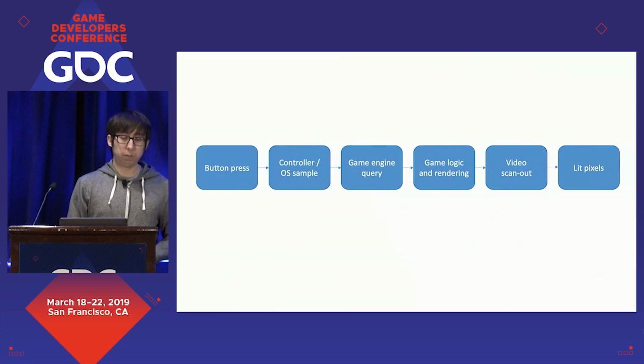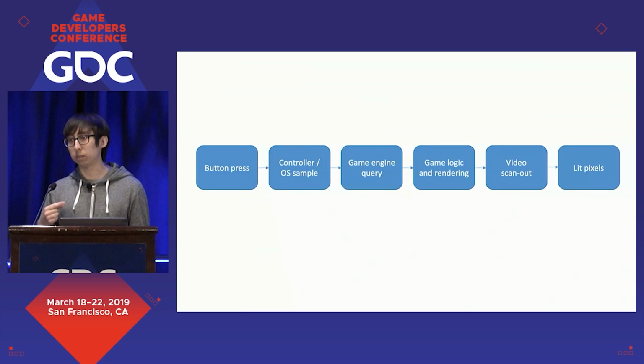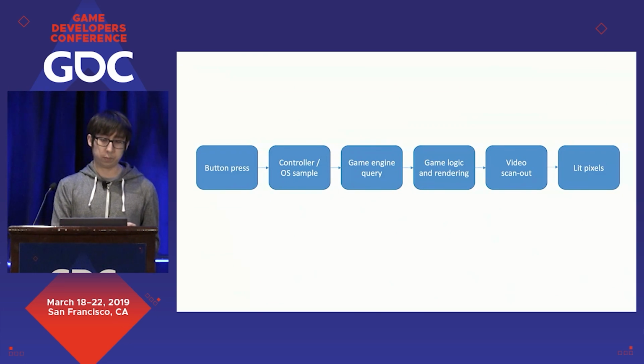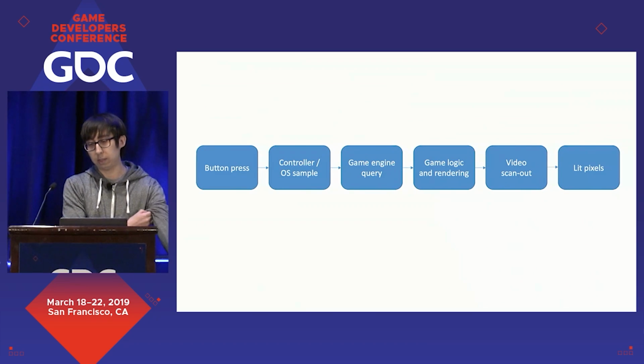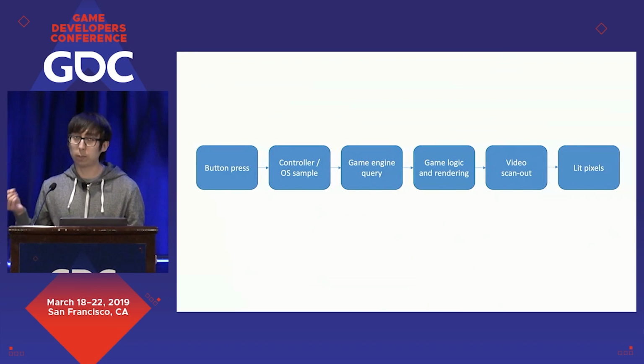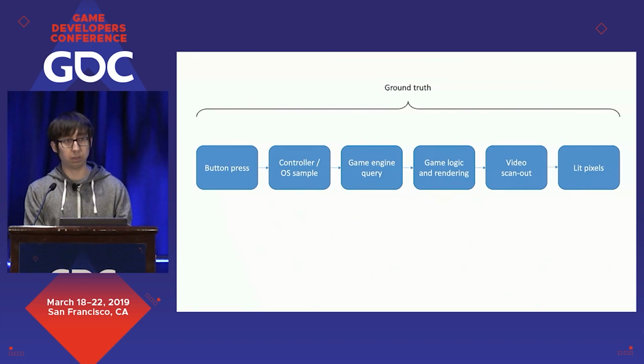OK, so if you split the controller-to-display latency duration into steps, first, the player presses a button, and the button gets sampled by the controller at a certain frequency, and the console samples the controller at a certain frequency. And then, at some point during the game loop, the game queries the OS for its controller state. Then the game uses this knowledge of the button press for gameplay logic and rendering, and the final rendered image then gets scanned out to the display, and the display lights up pixels for the user to see. So we're going to call this entire duration ground truth latency.